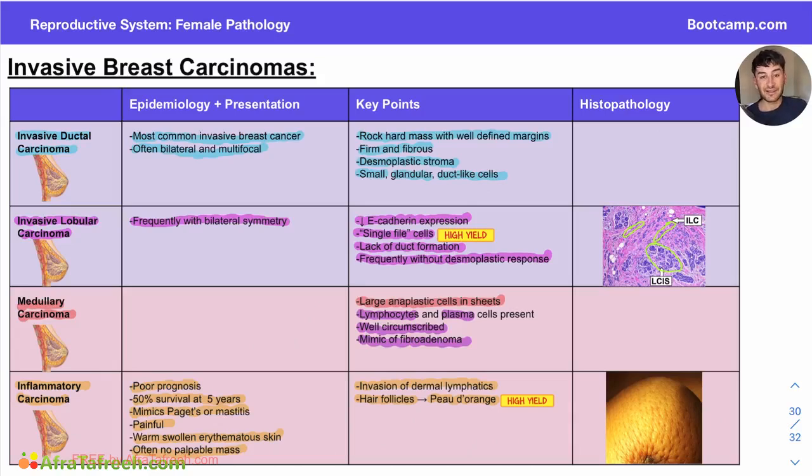So remember guys, everything on this slide is going to be invasive malignant disease, and this is important to separate from our previous slides, which were non-invasive carcinomas or benign lesions altogether.